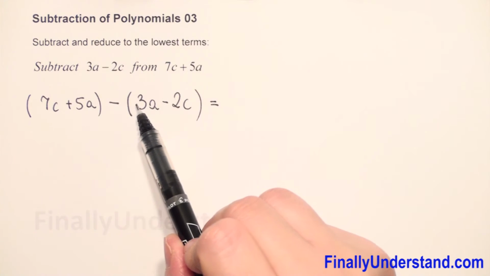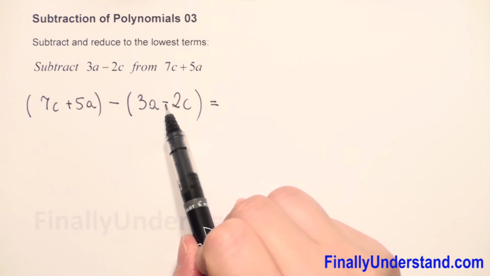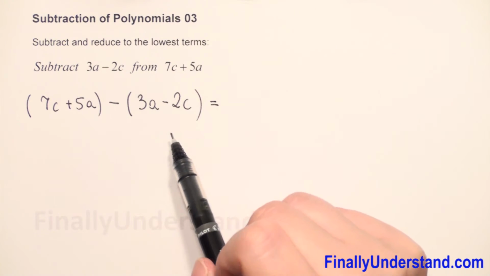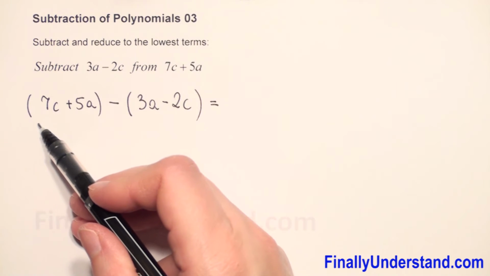So negative and positive give me negative. And next we have negative and negative. Negative times negative gives me positive. So let's start from the beginning.